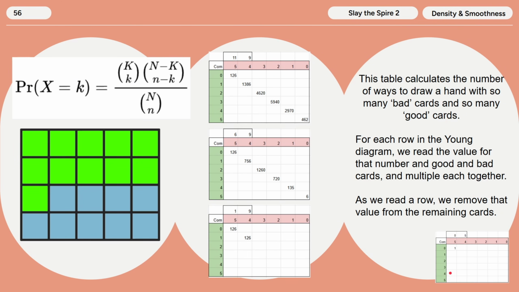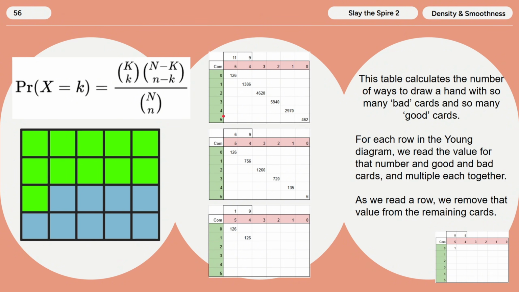We can start to learn something though. This table calculates the number of ways to draw a hand with so many bad cards and so many good cards. So we can start to look at this as a probability problem, right? This equation is for a hypergeometric function or a hypergeometric distribution. We've talked about that a number of times in my previous videos about deck size and about drawing dead hands. You can use this hypergeometric function a lot to calculate the likelihood of drawing certain combinations of cards.